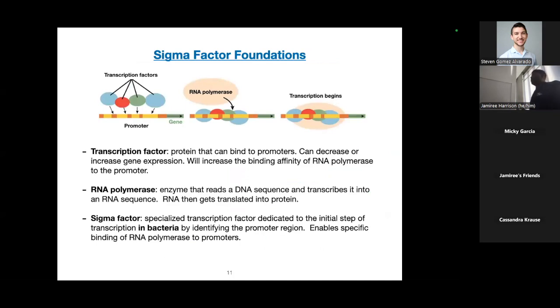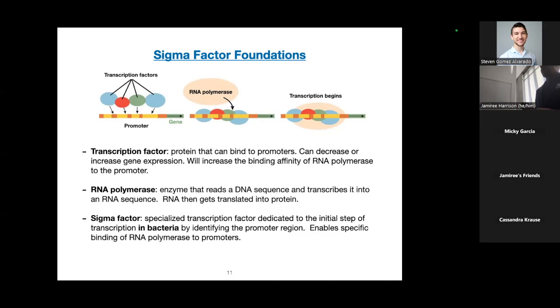Cool. Some background into sigma factors, transcription factors, and how this whole thing works on the plasmid side of the cell. What you're seeing up here in the top left are transcription factors binding to the promoter region. These are just proteins that float around the cell and they increase or decrease, regulate gene expression. Ultimately, they will increase the binding affinity of RNA polymerase, which is an enzyme that reads the DNA sequence and then transcribes it to RNA. The RNA then gets translated into proteins, and that's how you go from DNA that lives inside the cell to proteins that are produced by the cell.